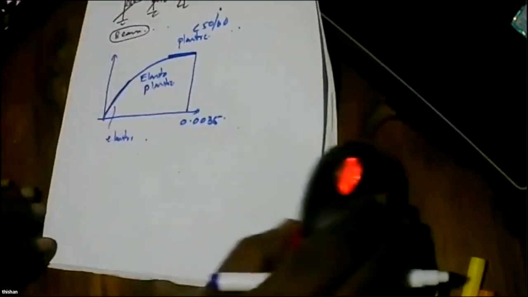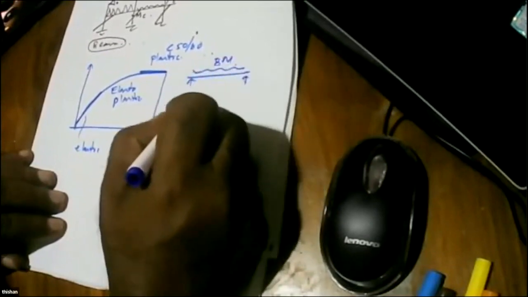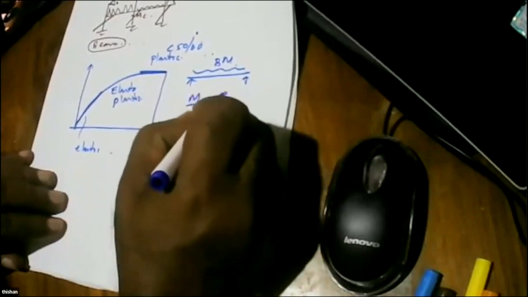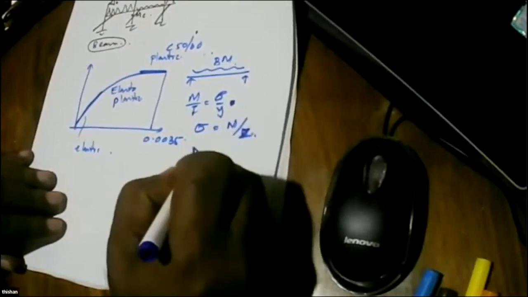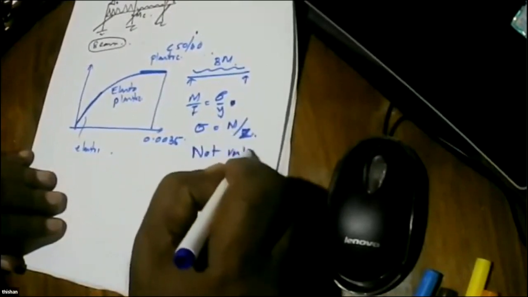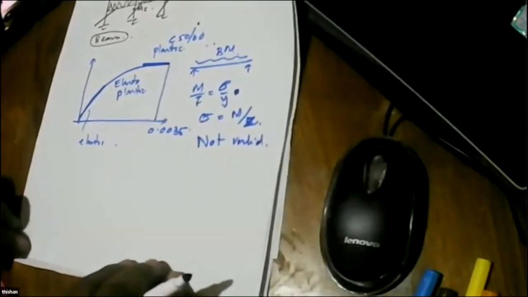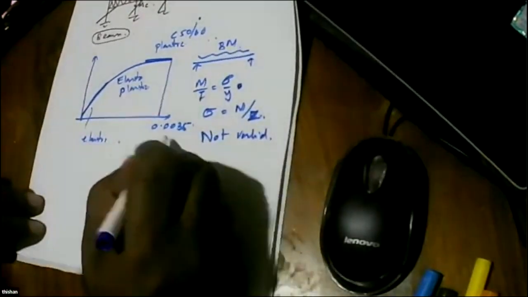So let's take a beam. And if you take a steel beam, apply the load, find the bending moment. M over I, sigma equals My over I is valid. Or we can say sigma is equal to M over Z. Now these are not valid for concrete. Why? Concrete is cracked. So it's a cracked material.